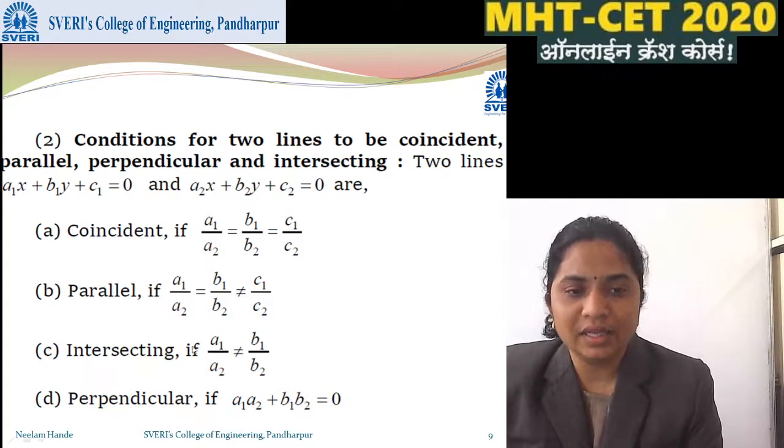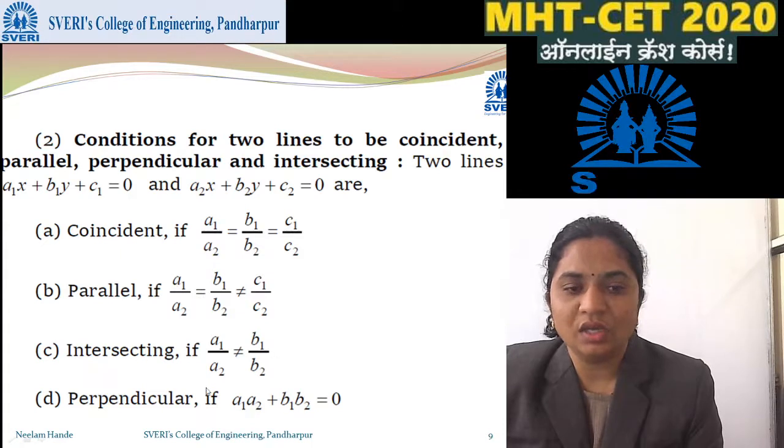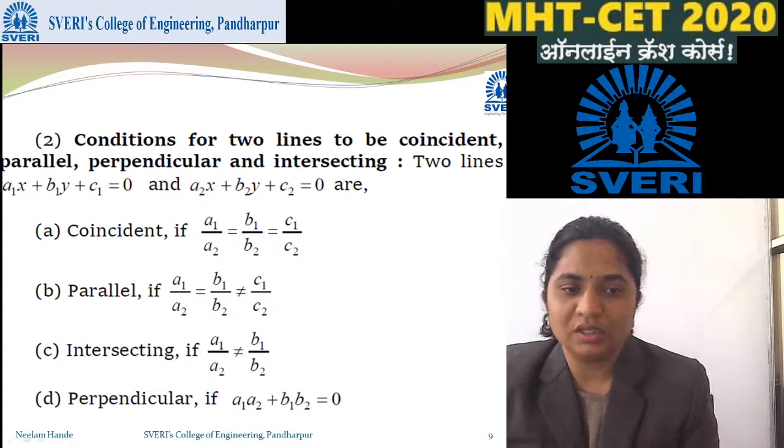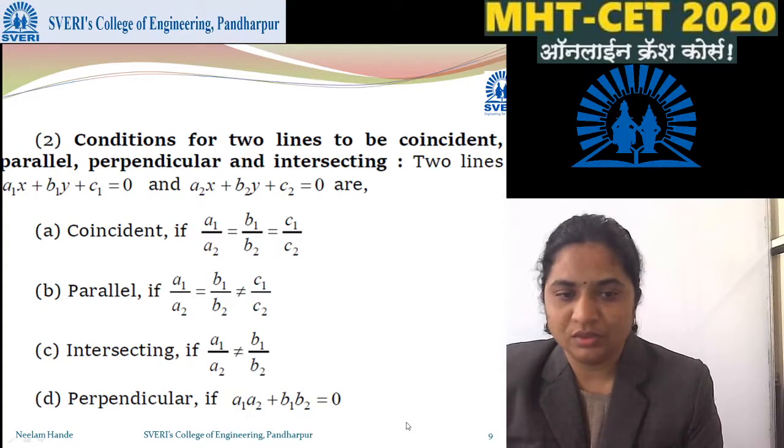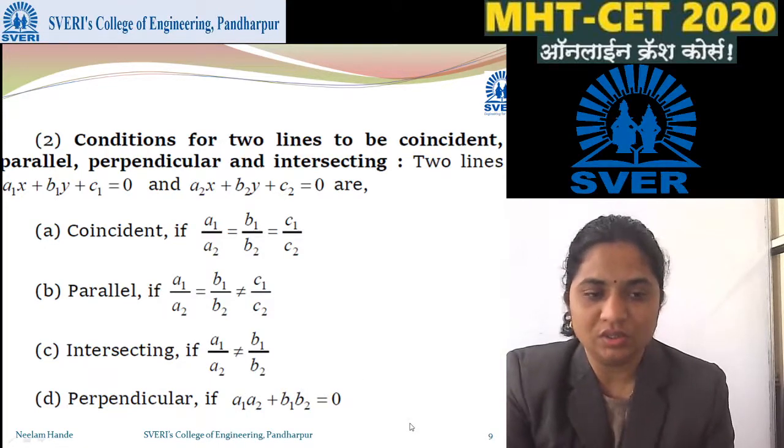Next, intersecting lines: if a1 upon a2 is not equal to b1 upon b2, then it is called intersecting. And perpendicular: if a1 a2 plus b1 b2 equals 0, then they are perpendicular.